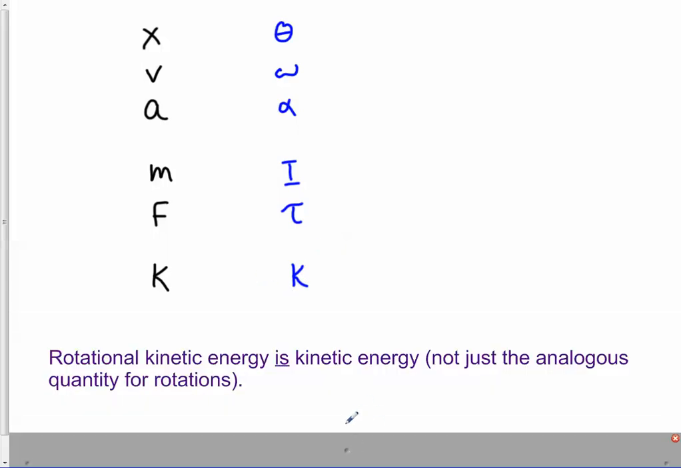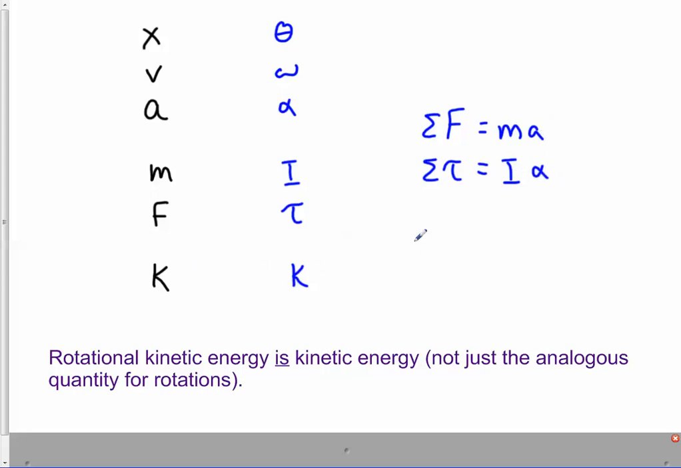And so rotational kinetic energy is kinetic energy. So it's measured in joules. It's got the same units. It is kinetic energy. That's important to realize. The other thing I want to point out is, just like we had Newton's second law, net force equals ma, and then we had net torque equals I alpha, and all the analogous pieces match up perfectly. Force gets replaced with torque, mass gets replaced with moment of inertia, acceleration gets replaced with angular acceleration.